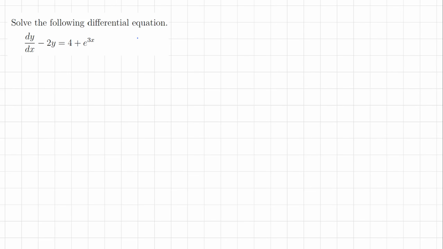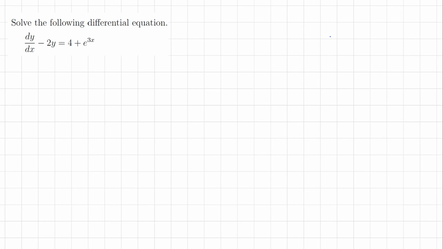Solve the following differential equation. dy/dx minus 2y equals 4 plus e raised to 3x. There is a plus or minus, which means obviously this is not separable. We've got y and dy/dx.